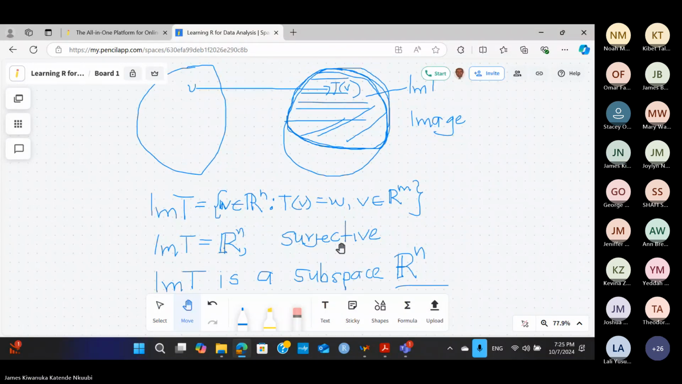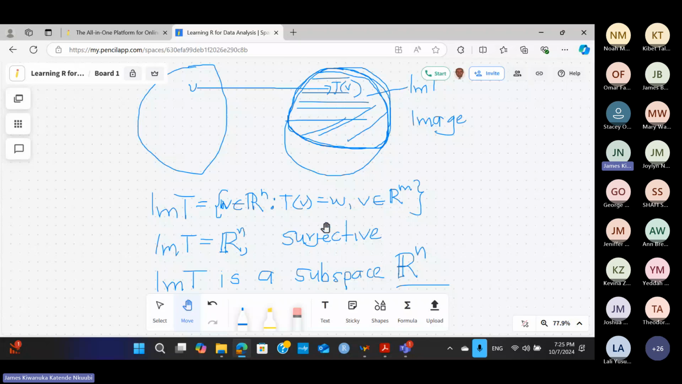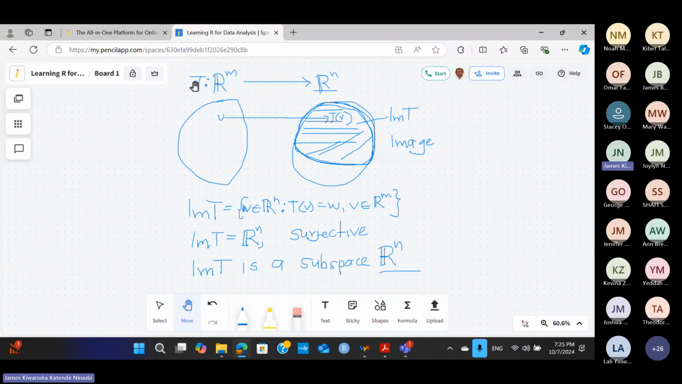Maybe I should put all this together like that. So you have a map T that sends vectors from Rm to Rn. The image will be made up of these vectors which are in Rn, such that they have a corresponding vector. So this is an example of an image. This vector here is an image because there's a vector here which is sent to it. Now the vectors that are outside here, there's no corresponding vector here that will be sent to them. So if I have another vector here, let's call it U, which is outside the shaded region, then it has no corresponding element from Rm which is sent to it. So this one has no pre-image under this map. We will see some examples.